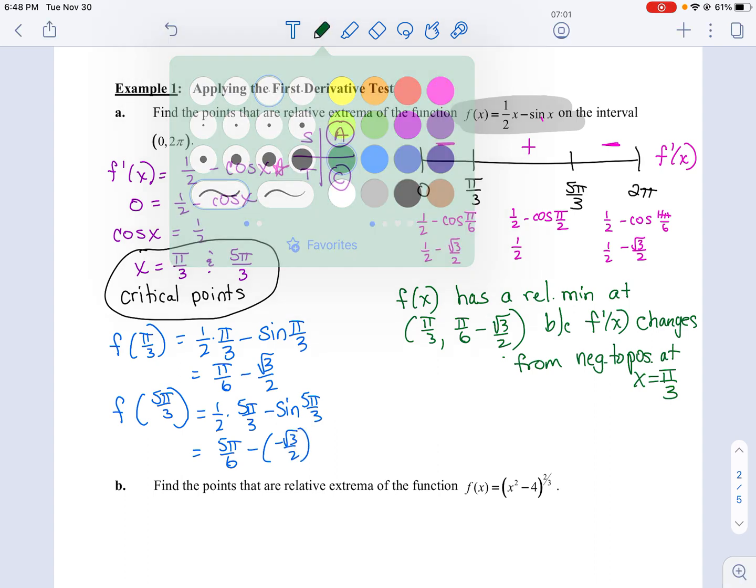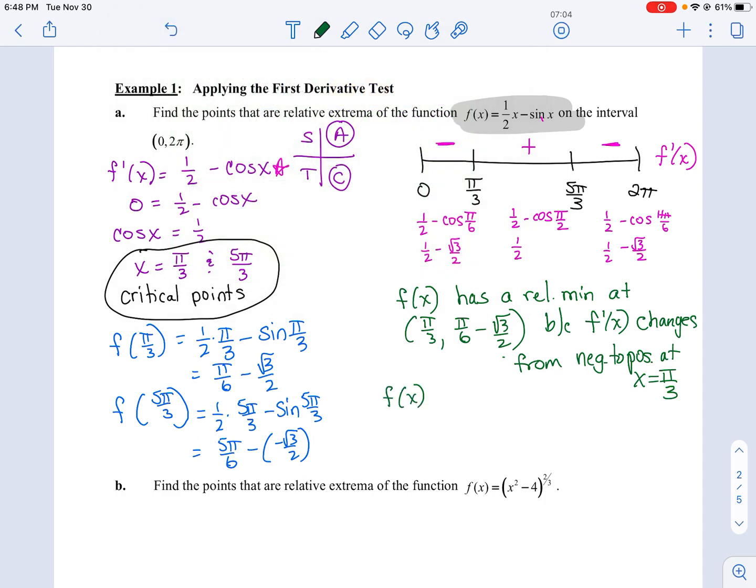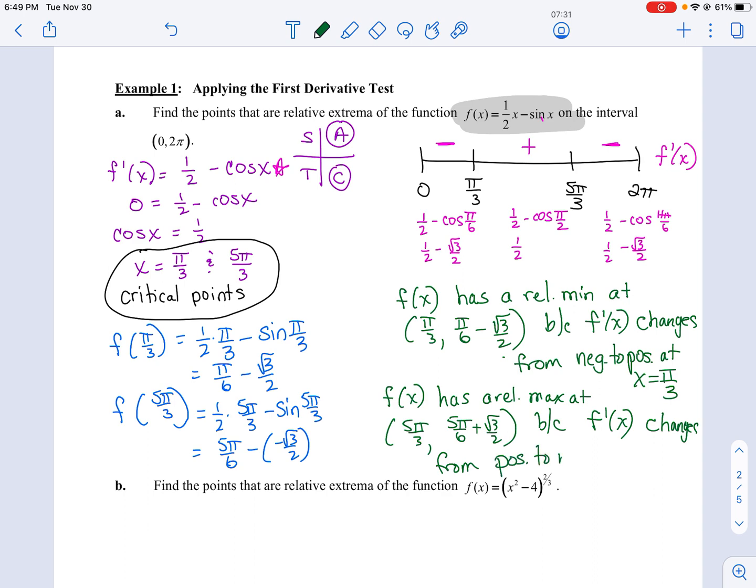So let's come back over here and say f of x has a relative max at (5π/3, 5π/6 + √3/2), because now look at your number line, f prime of x changes from positive to negative at x equals 5π/3.